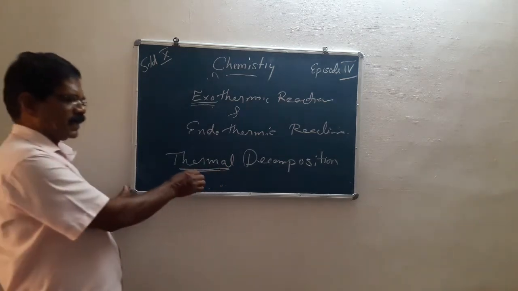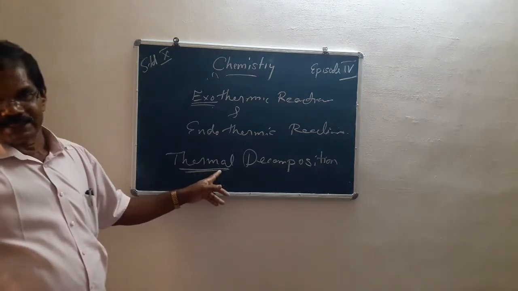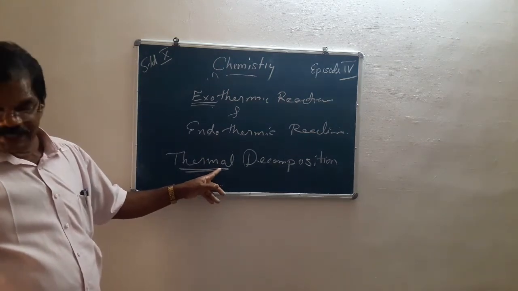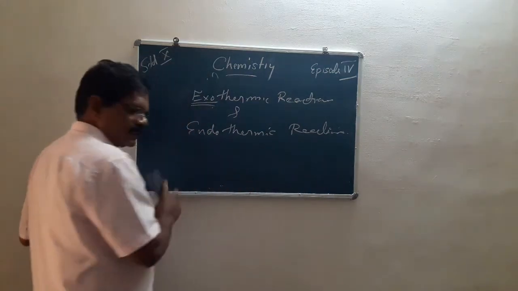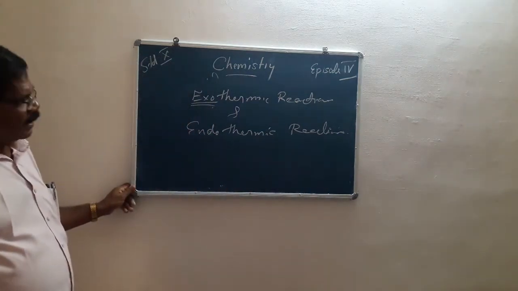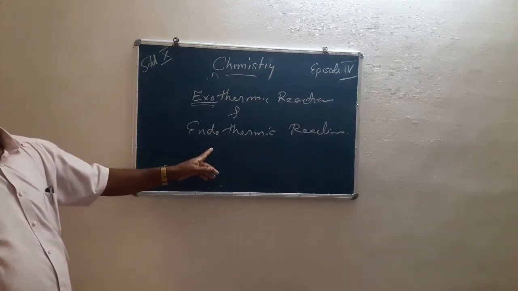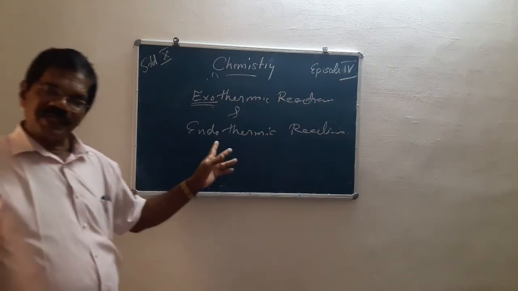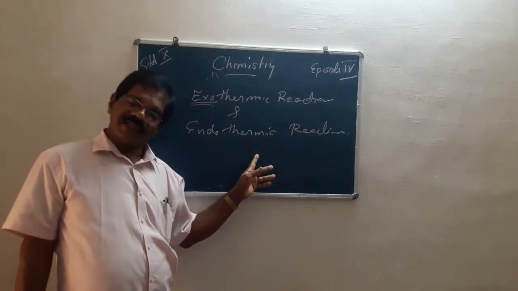The decomposition of calcium carbonate is a thermal decomposition. It is a decomposition reaction, and at the same time it is also a thermal decomposition reaction. In addition to thermal decomposition, when we pass electricity through a solution, it also decomposes. This is known as electrolytic decomposition.